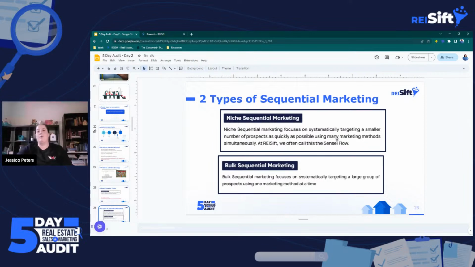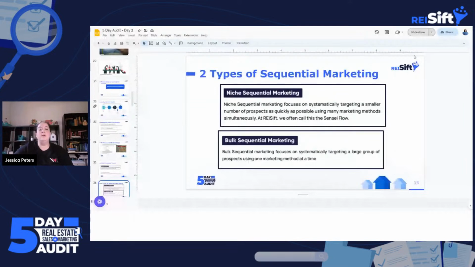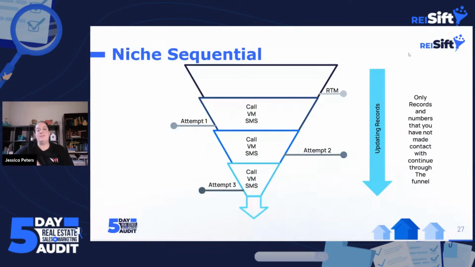All right, so let's look at like a little graphic of both. So here's a graphic of niche sequential. So you're going to get records that are ready to market. So that means you're going to skip trace them first.